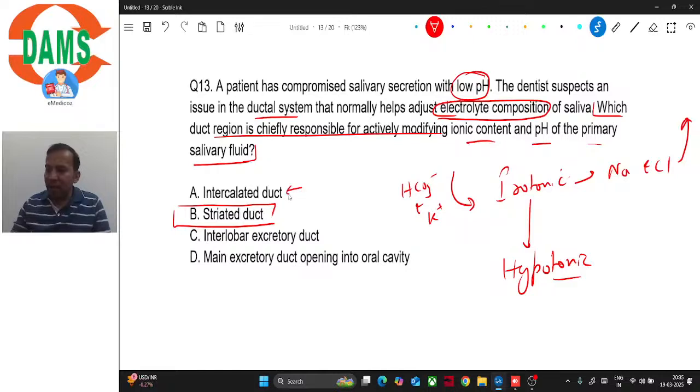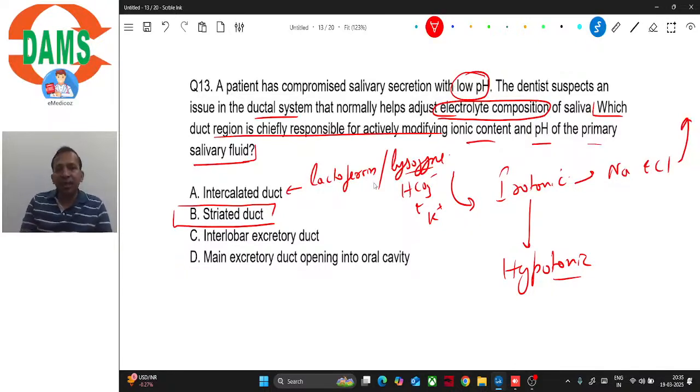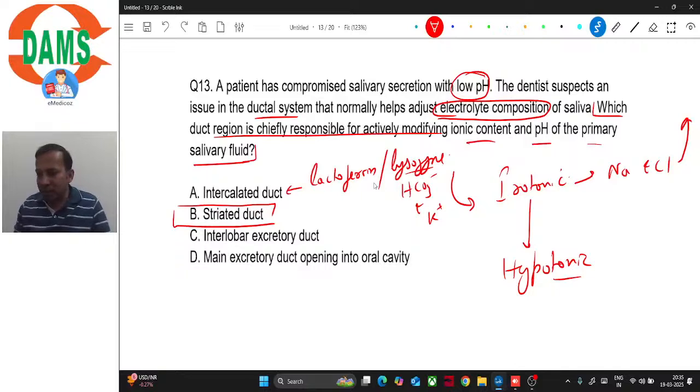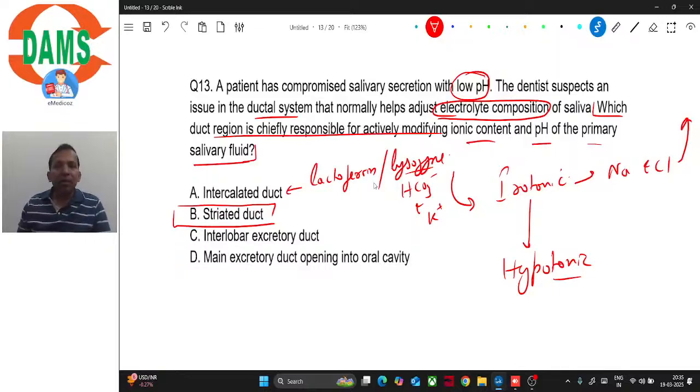So intercalated duct, what does the intercalated duct do? It secretes lactoferrin and lysozyme. So that is the role of intercalated duct in modifying the saliva. It secretes lysozyme and lactoferrin. And striated duct, as I just told you, it removes sodium chloride and it secretes potassium and bicarbonate.